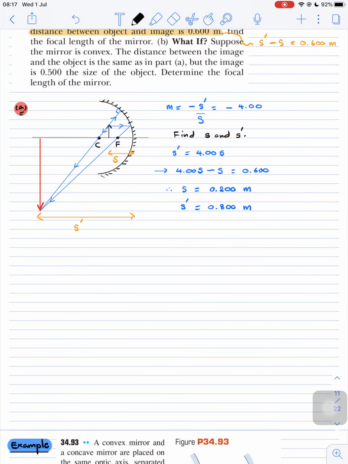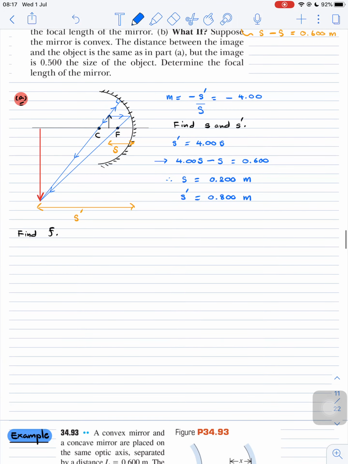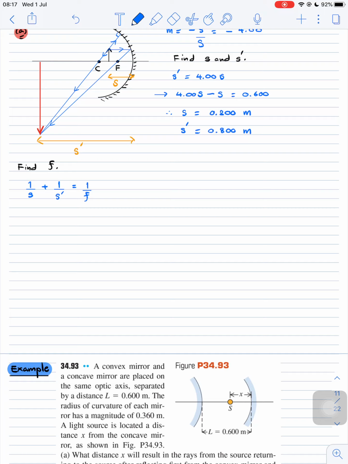Then let's find the focal length f. Let's use this equation: 1 over s plus 1 over s prime equals 1 over the focal length f. So 1 over s, which is 0.200, plus 1 over s prime, which is 0.800, equals 1 over f.